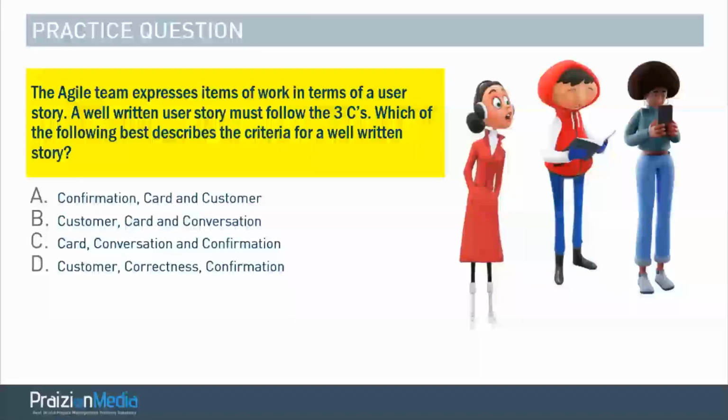The Agile team expresses items of work in terms of a user story. A well-written user story must follow the 3 C's. Which of the following best describes the criteria for a well-written story?